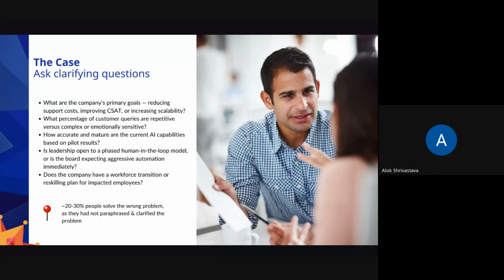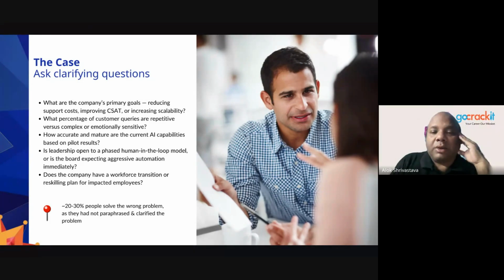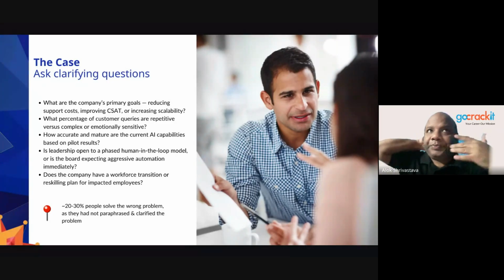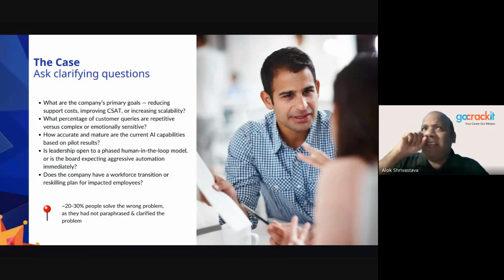Or is leadership open to a human-in-the-loop way of doing things? Or does the company have a workforce transition or reskilling plan for impacted employees? So these could be some of the clarifying questions you can ask. See, there's no right or wrong clarification question. Basically, you are asking clarification questions to make sure that you have understood the problem clearly, or the context clearly.